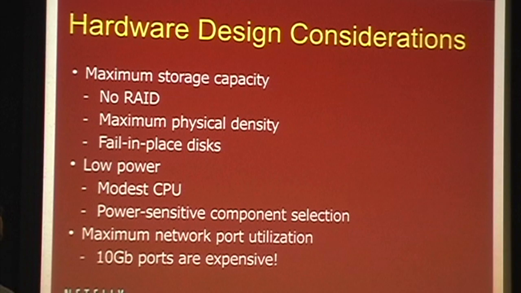After enough drive fails, then it's time for us to RMA the server. We wanted to make sure that the boxes are power efficient, so we went with a fairly modest CPU, and we generally try to be conscious of power use as we select the components. And we'd like to design our boxes so we can maximize network port utilization. As you know, even today, 10 gigabit ports are very much not cheap, so we wanted to be as efficient as possible there.